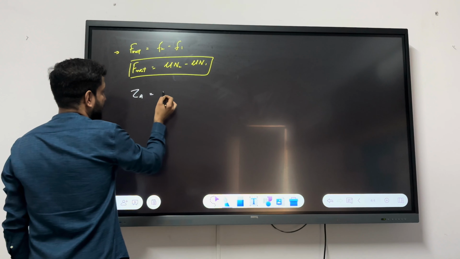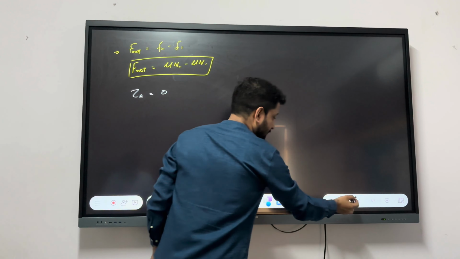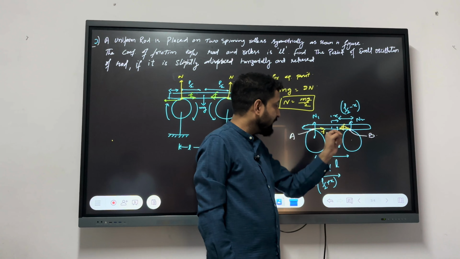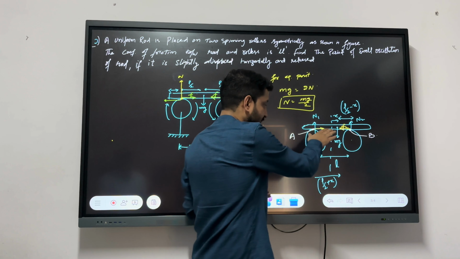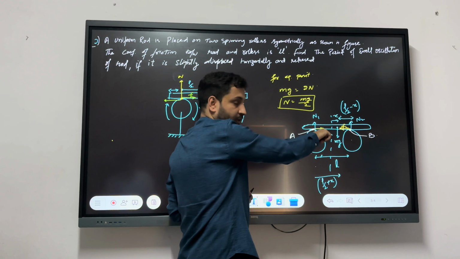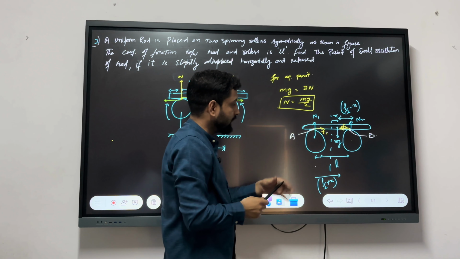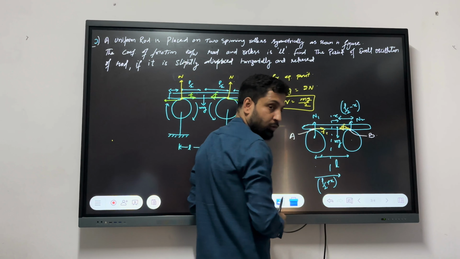torque about A should be 0. In this case, there are two forces, one is N2 and another is mg. There is the torque of mg in one direction, in the inverse direction, and there is the torque of N2 in the outward direction. So the net torque should be 0. So from there we can find N2.